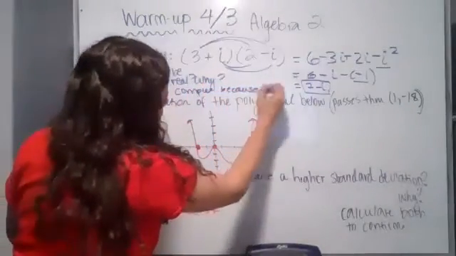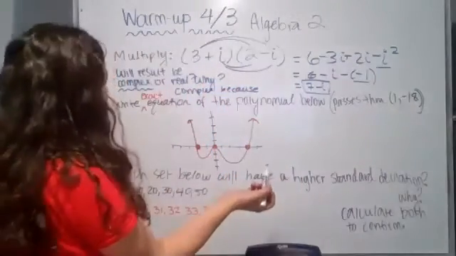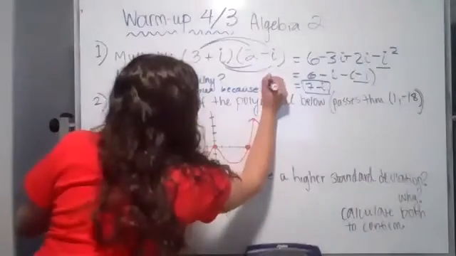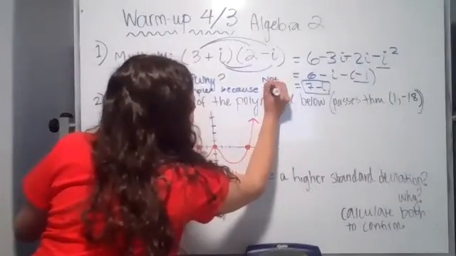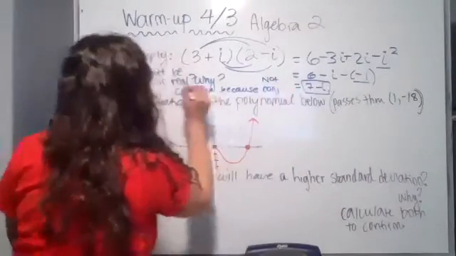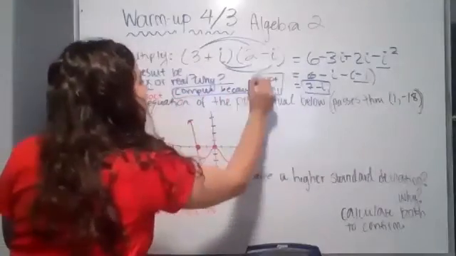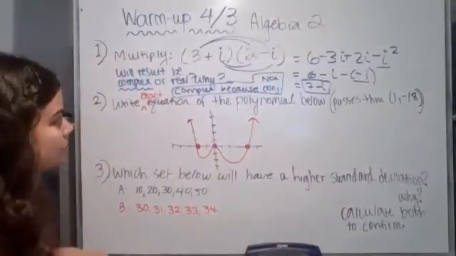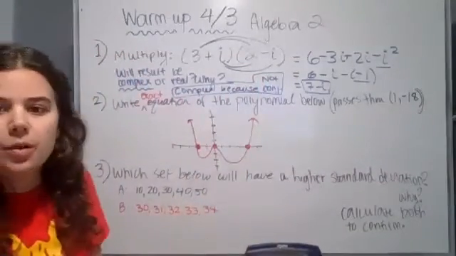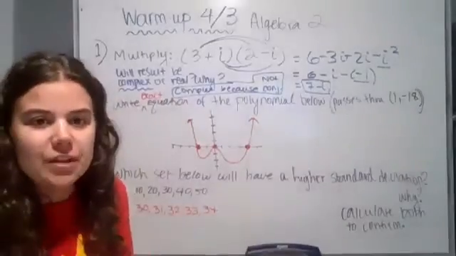Because they're not conjugates. I don't have room to write that, so I'm going to write "not conj." Because the only way to get a real result would be to multiply it by its conjugate.